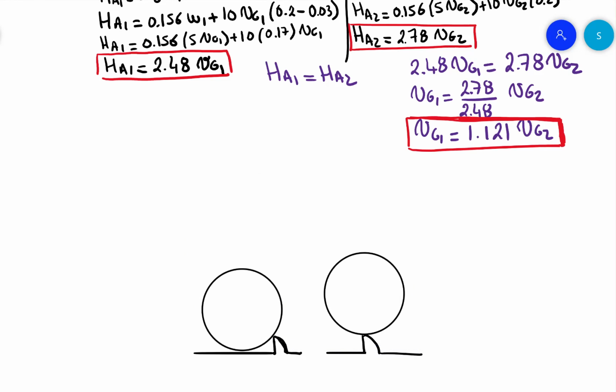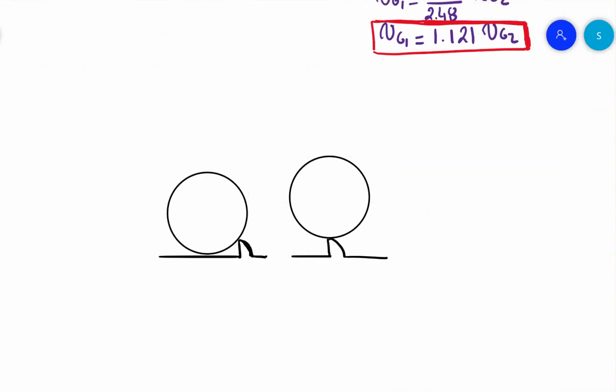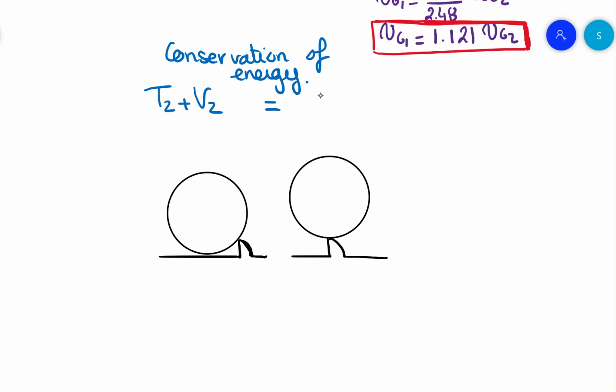Here we go. So now, to find VG2, we will use the conservation of energy between T2 and T3: T2 kinetic energy plus V2 is equal to T3 plus V3. In this case, there is no spring, so V2 and V3 will be only Vg2 and Vg3.